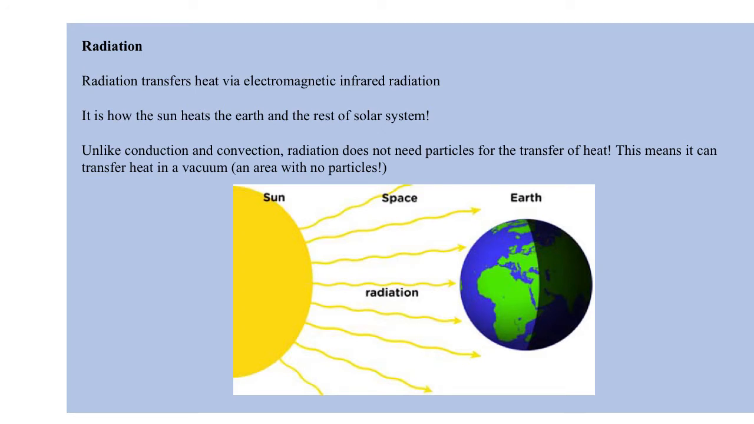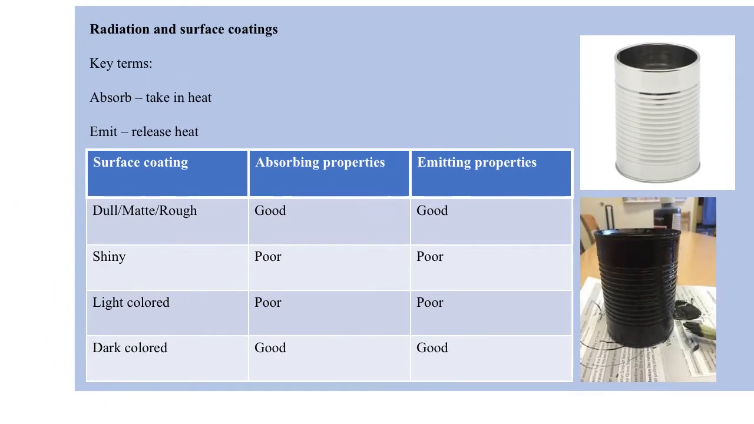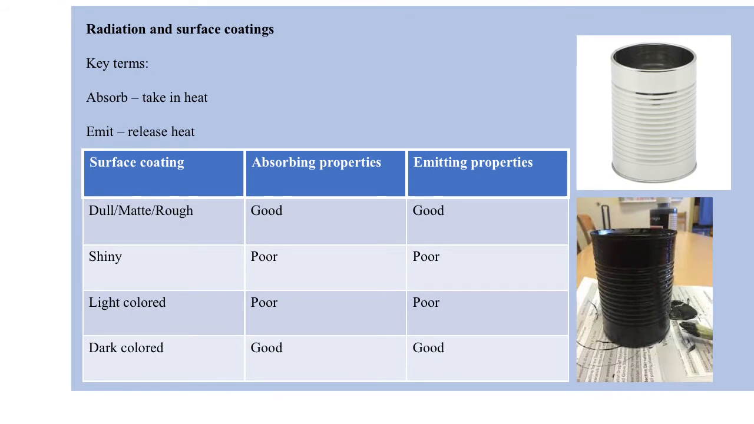Now, something that's really important to know is that surface coatings or colours, which is a nice way, affect radiation. And we've got some key terms first which we need to know about. Absorb means take in heat. So if something is absorbing heat, it's going to get hotter. And if something is emitting heat, that means it is releasing heat or it is cooling. It is letting heat out.